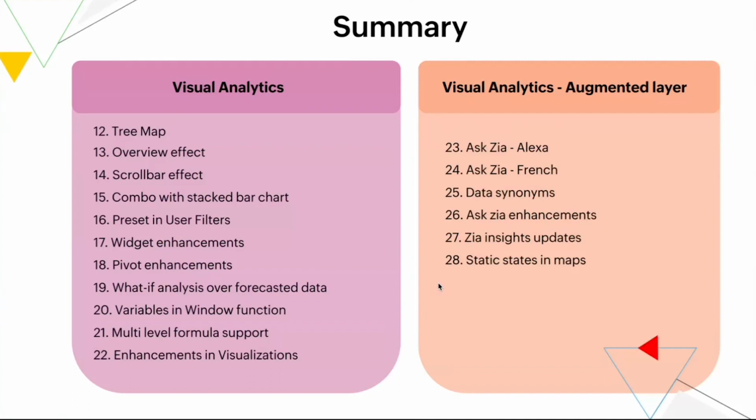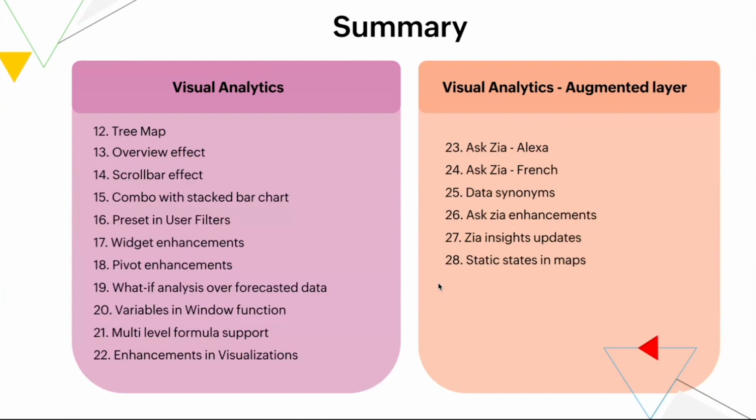Moving on, we saw a major set of updates in the visual analytics layer, starting with our new chart type, which is the tree map, to different effects such as overview and scroll bar in charts. And then we saw preset filters in user filters. And then we saw a couple of enhancements in widgets and pivot table. We came across how a what-if analysis can change your business prediction outcome, to variable support in window function, to all other enhancements in visualizations.